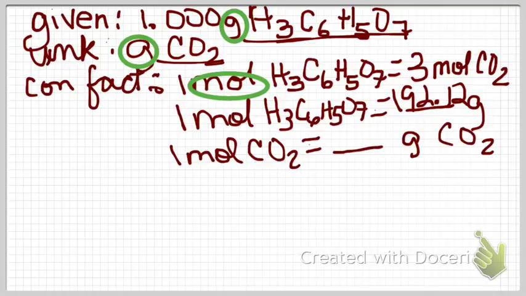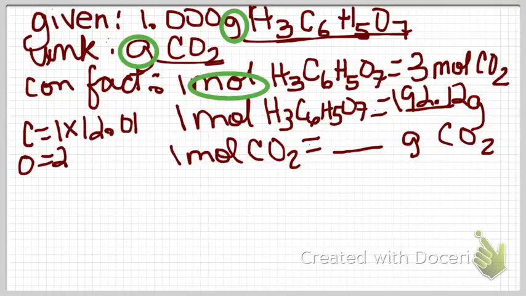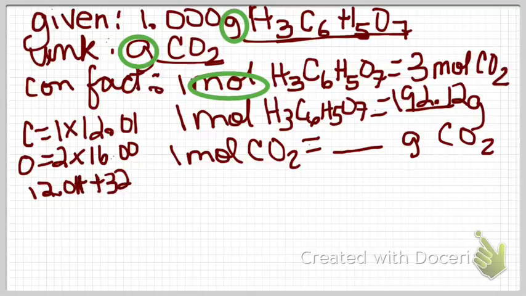Now we can quickly do this. Carbon, there's 1 of them times, from the periodic table, 12.01. And oxygen, there's 2 of them in our formula. Each one has a mass of 16.00. That's from the chart. So that's 12.01 plus 32. 2 times 16 is 32. So that's 44.01 grams. Okay? That's how those came from.